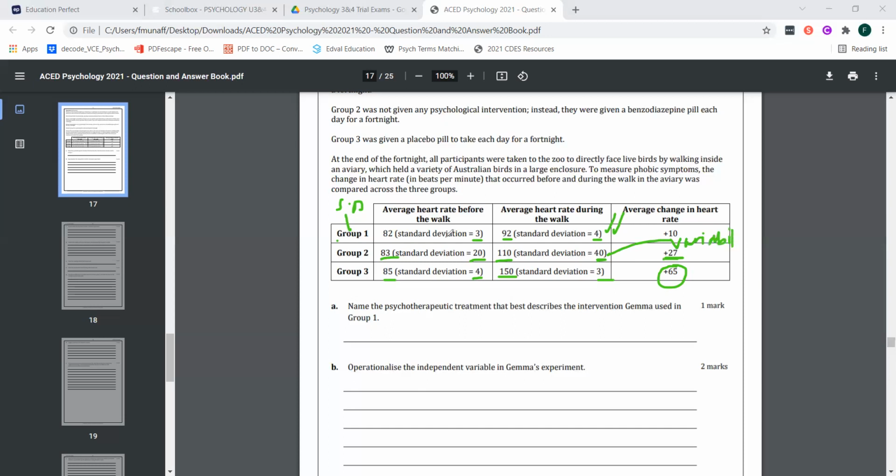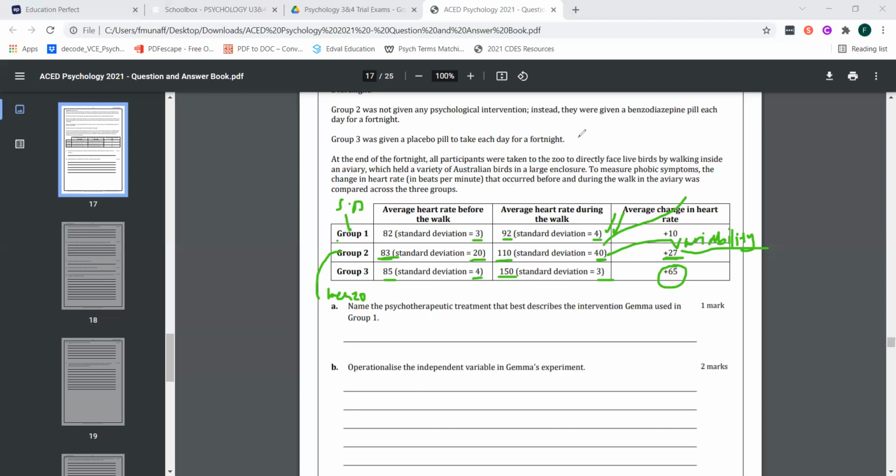indicating that the effect of the benzodiazepines, because remember, that's the benzodiazepines group. These are the guys that were on the benzodiazepines. So group 2 shows a lot more variability within the results, indicating that maybe their benzodiazepines were not working the way that they should have. Maybe some of them were having different responses to that medication, because there's a lot more variability within these results. So even though the actual total change in heart rate is just 27 points, and the average change in heart rate was less than group 3, the results are actually more unreliable, because there's more variability.